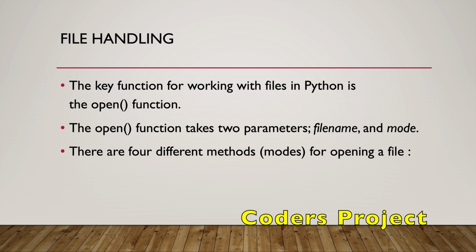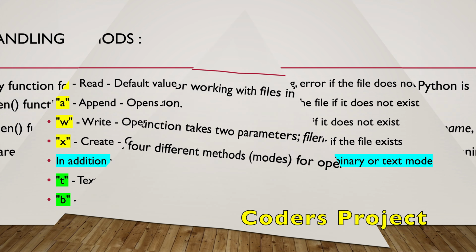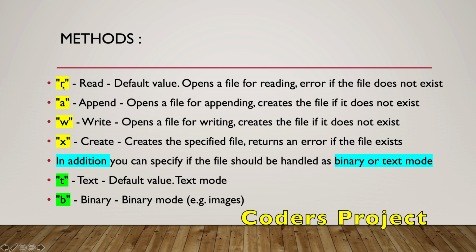There are four different methods or modes for doing the operations. A small letter r, which is read. It's the default value, opens a file for reading, and it gives an error if the file does not exist. A is for append, opens a file for appending, creates the file if it does not exist. And W is for write, so it opens a file for writing, creates a file if it does not exist. Similarly, X is for create, it creates a specified file with your name or any name and then returns an error if the file exists.